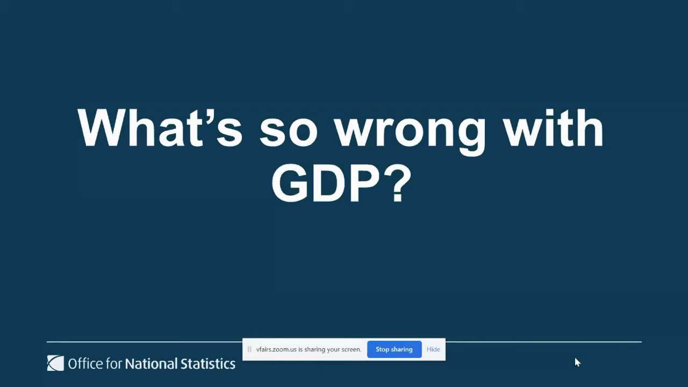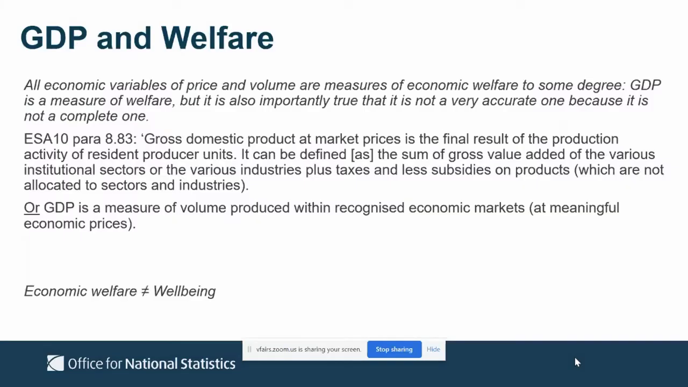So what's so wrong with GDP? Why are we having this debate? For me, this starts from a position where we need to go back to some fundamentals. This top bit in italics is a quote from our paper in 2019: that all economic measures of prices and volumes are effectively a measure of economic welfare. The issue for us is whether they're very good ones. This comes down to how accurately they map to some concept of economic welfare, and I'm going to come to the concept that I'm going to be using in a moment.